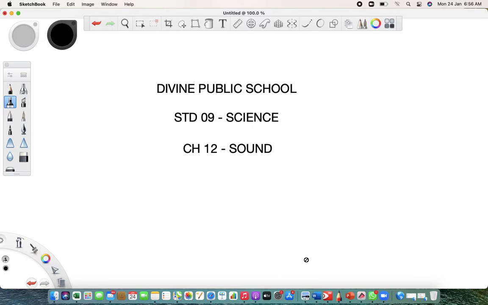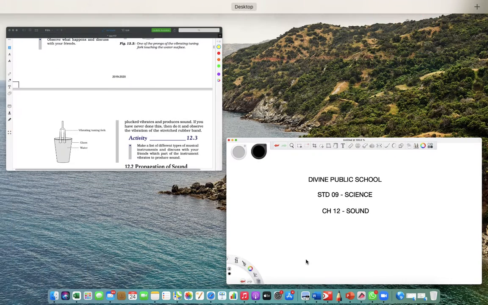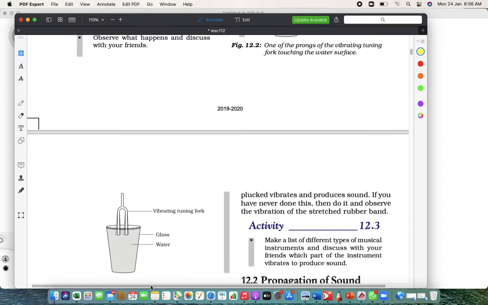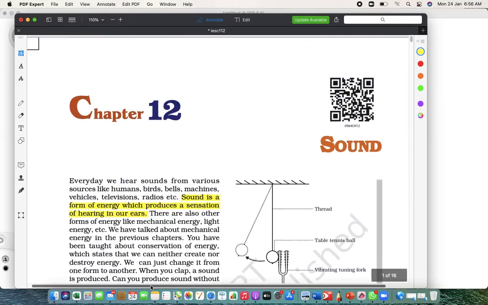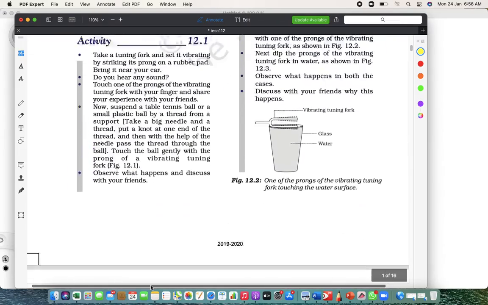I'm your science teacher. We are learning the chapter on sound. Today what we are going to discuss is how does sound propagate or travel.